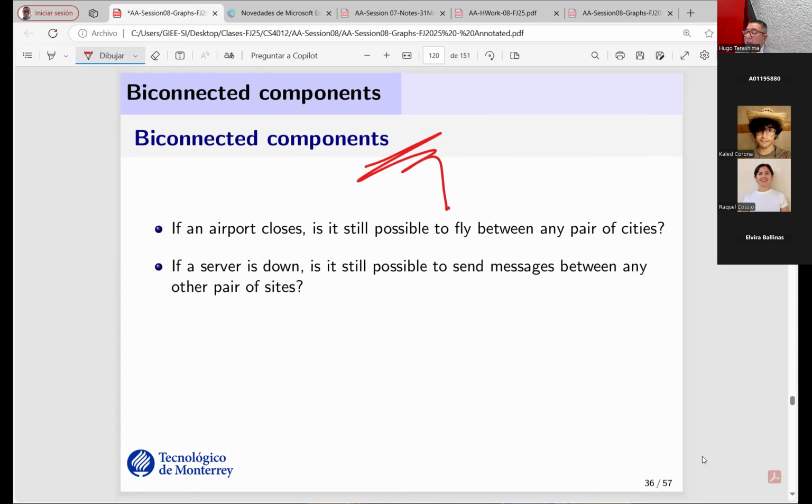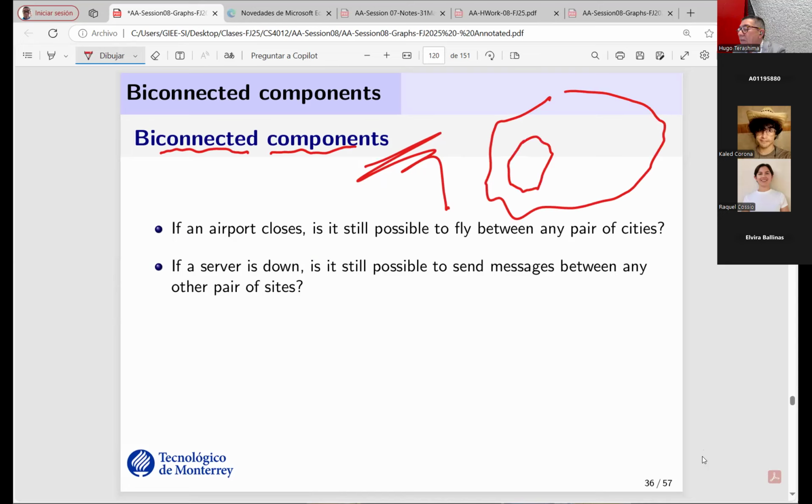Now, okay, this is another algorithm, another concept, right? So we talked that we have connected components in a graph, right? Means that I have possibly different subgraphs in which the elements here are connected, the elements here are connected, the elements here are connected, right? But not necessarily between this and this and this, right?